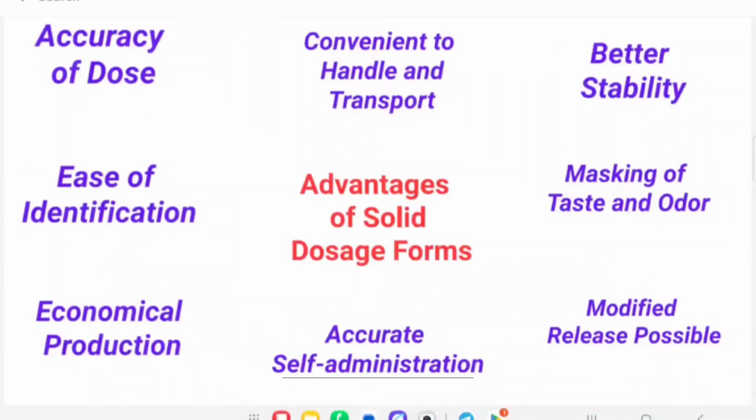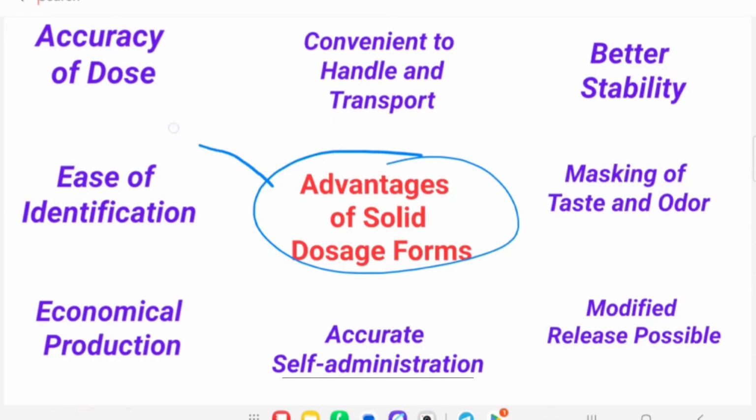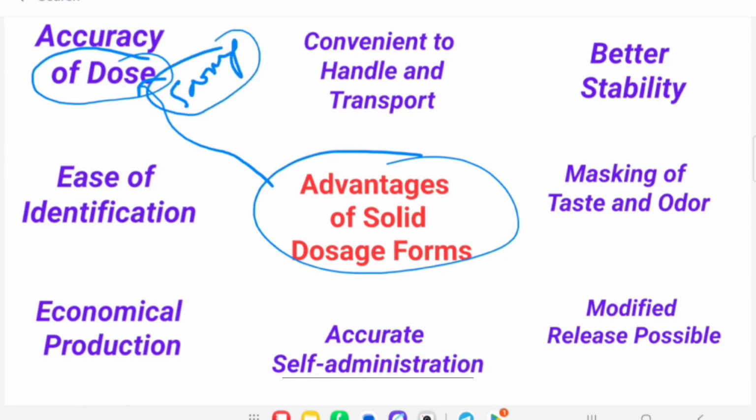Some advantages of solid dosage forms. Here we can achieve accuracy of the dosage, meaning we can give an accurate dose. For example, a 500 mg tablet means it contains 500 mg of the drug. A 200 mg tablet means it contains 200 mg of the drug. So we can accurately give the dosage.